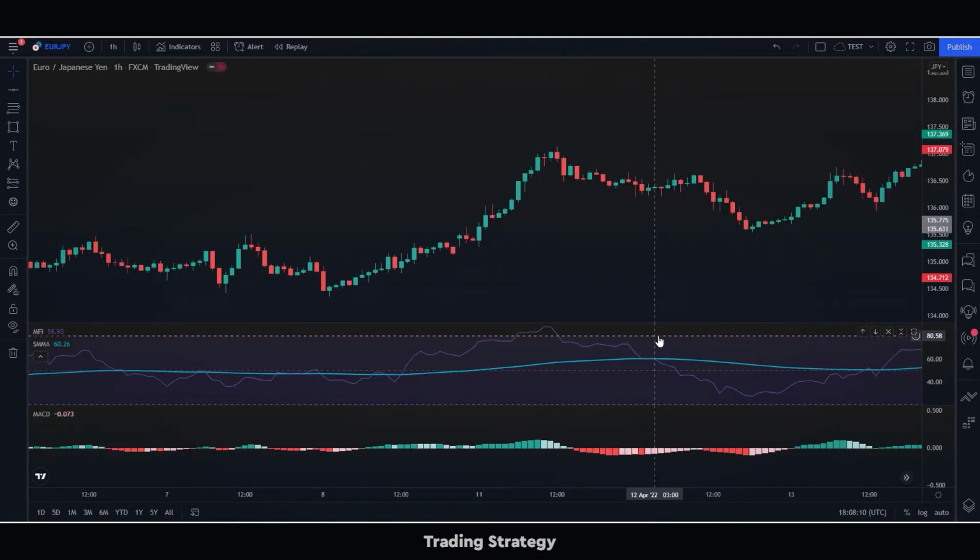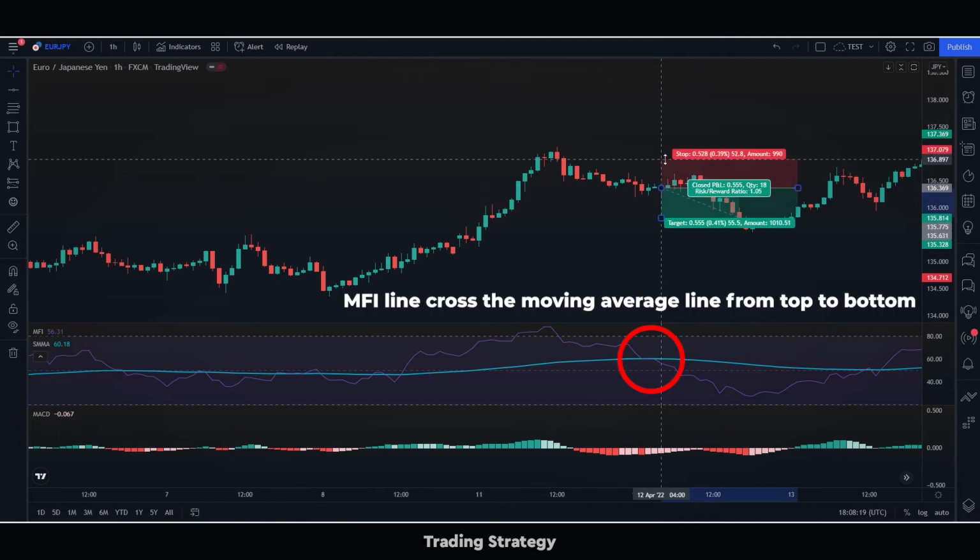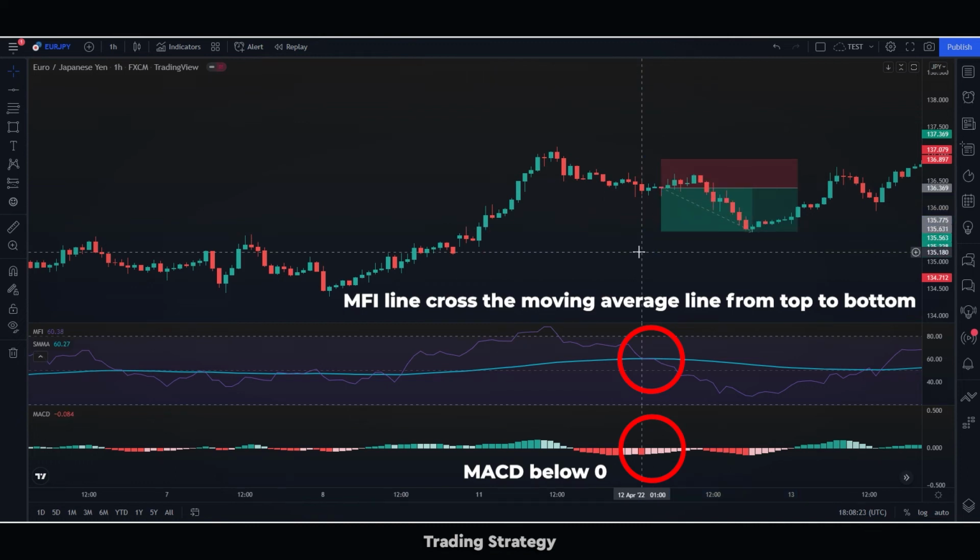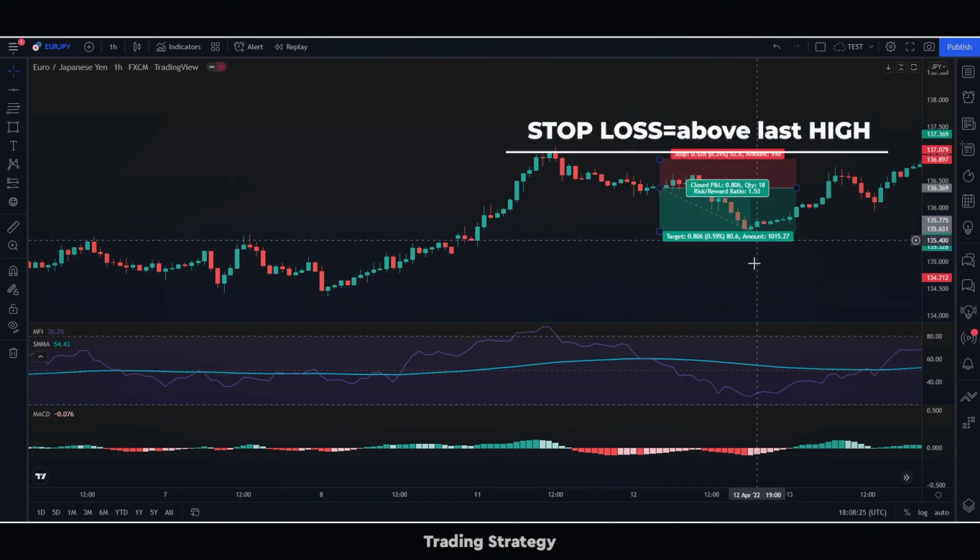Let us now see an example of a sell operation. To carry out a sell operation, we will wait for the MFI line to cross the moving average line from top to bottom, and at the same time that the MACD is below 0. If this is true, we will execute the sell operation. We will put the stop loss at the last maximum and our take profit at a risk-benefit ratio of 1.5 to 1. That means that we will risk 1 to try to get 1.5. If the MFI breaks out of its overbought zone with a downward slope, the signal will be much better.